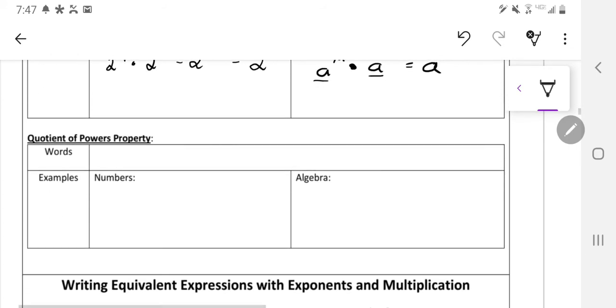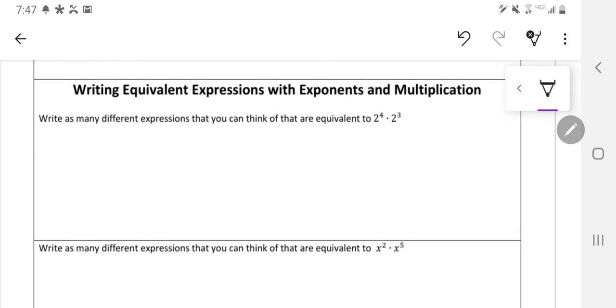All right. Now we're going to skip over the quotient of powers property. That's going to be saved for later. We're going to dive into this a little bit just to show you. I'm going to be quick though. Write as many different expressions that you can think of that are equivalent to this statement, 2 to the 4th times 2 to the 3rd. All right. So for instance, you could write it out like this: 2 times 2 times 2 times 2 times 2 times 2 times 2. Right? Because we have here 2 to the 4th, and we have over here the 2 to the 3rd. So that is what we call an equivalent expression because it would come to the same answer. It's just written in a different way.